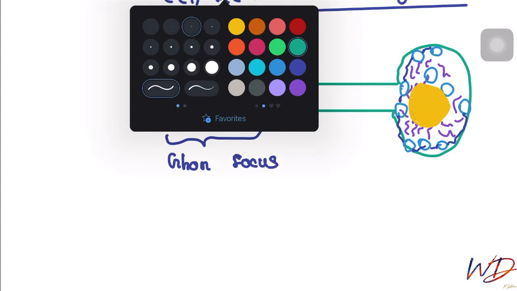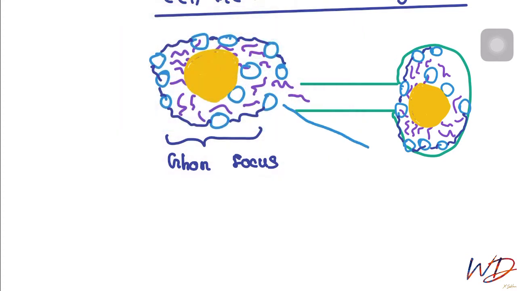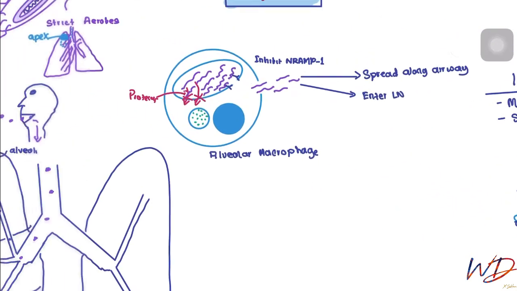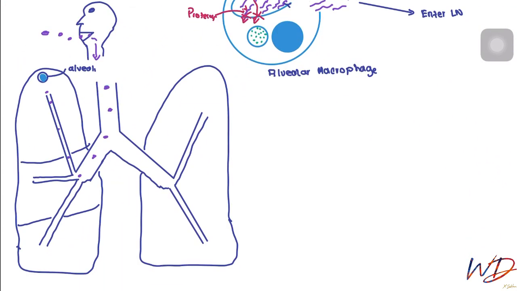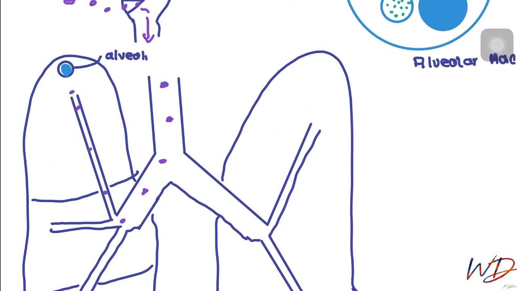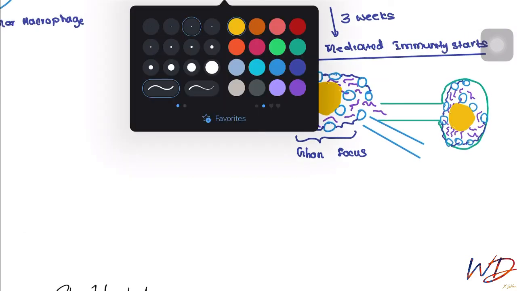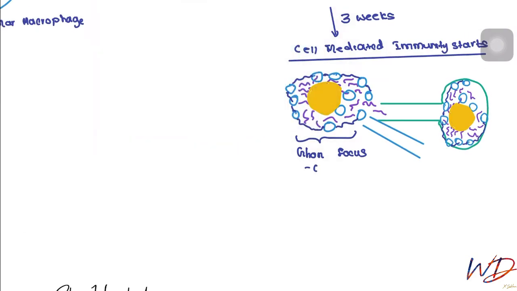Or it can go along the airways to another site. It's always going to be in the upper region. It will be in the top region. It can go to another area and establish a Ghon focus there. Now, what is the type of necrosis that has happened here? It's caseous necrosis.